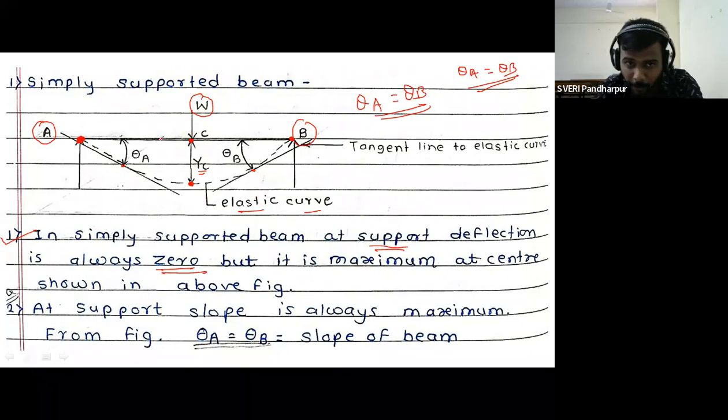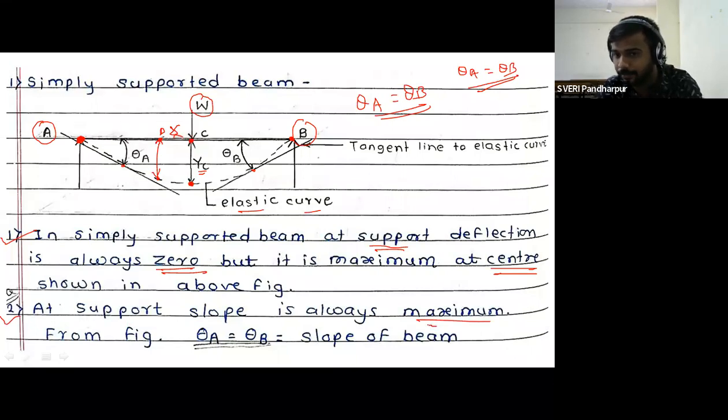Then if you take one more point next to it, suppose this is point D. If I compare the deflection value of point D and C with each other, I can easily say that the deflection at point C is maximum as compared to the point D. So you have to keep this particular concept in your mind, that in a simply supported beam at support, deflection is always 0, but it is maximum at center. And what about the slope? At the support, slope is always maximum.